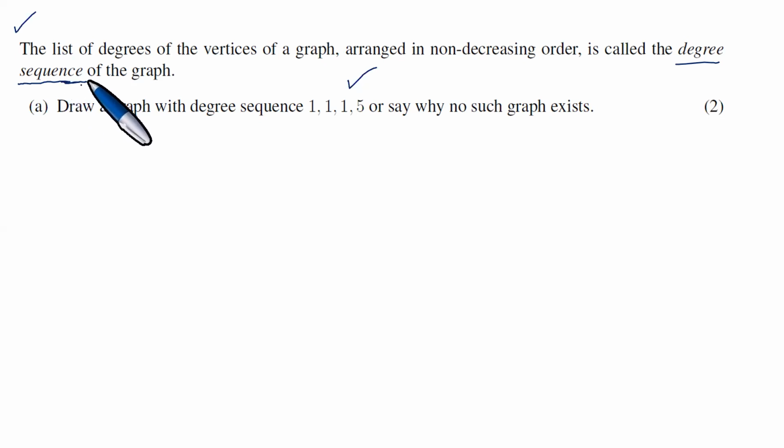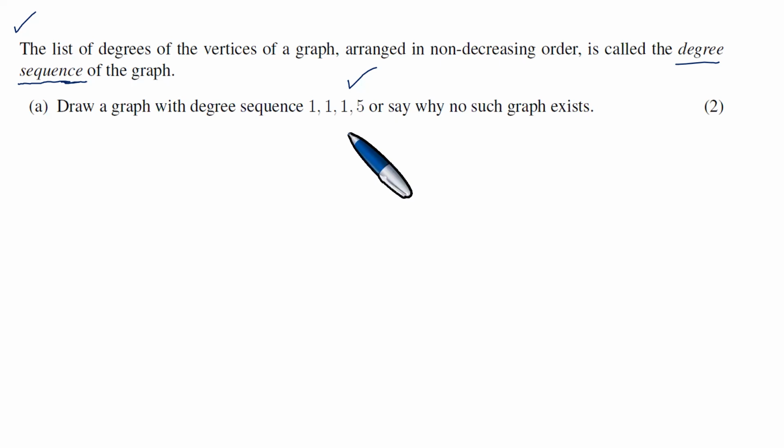A very rare situation. The list of degrees of the vertices of a graph arranged in non-decreasing order is called a degree sequence. Non-decreasing. So what does it mean to say non-decreasing? Is it the same as saying increasing order? Obviously not, because non-decreasing would mean it can be uniform. So in this case, it can be ones only, vertices of degree 1, right?